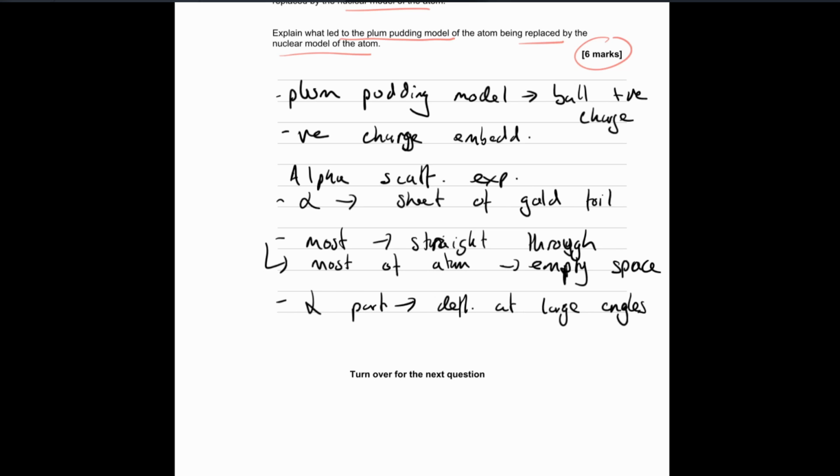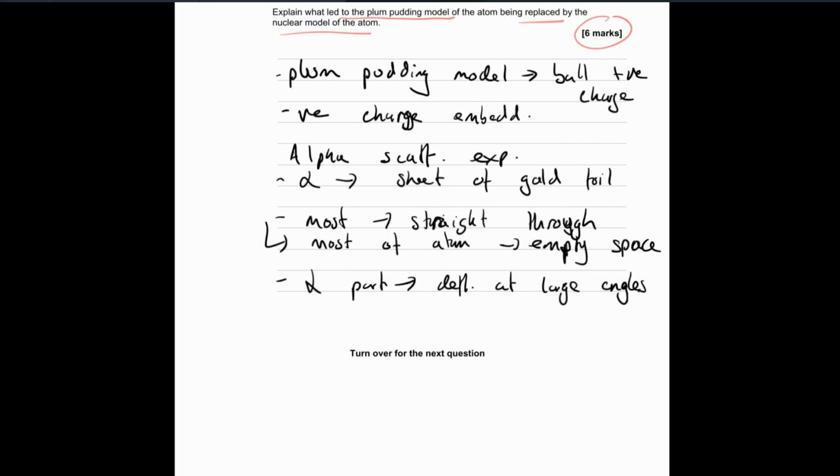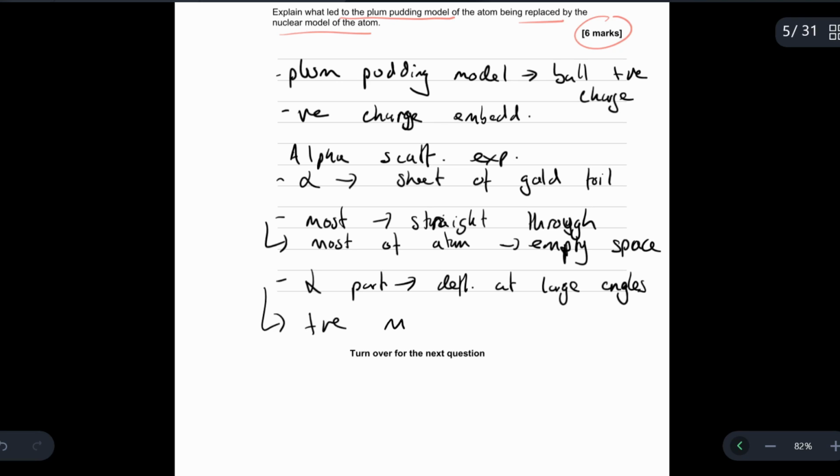Well, if some of the alpha particles deflect at large angles, that tells us that most of the mass is concentrated at the center of the atom. So why were they deflected? Well, we have a positive mass concentrated in the middle, in the center of the atom.